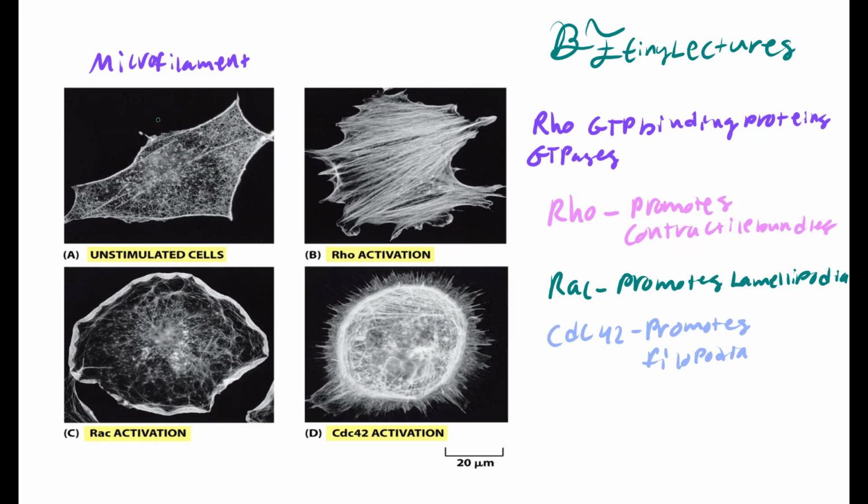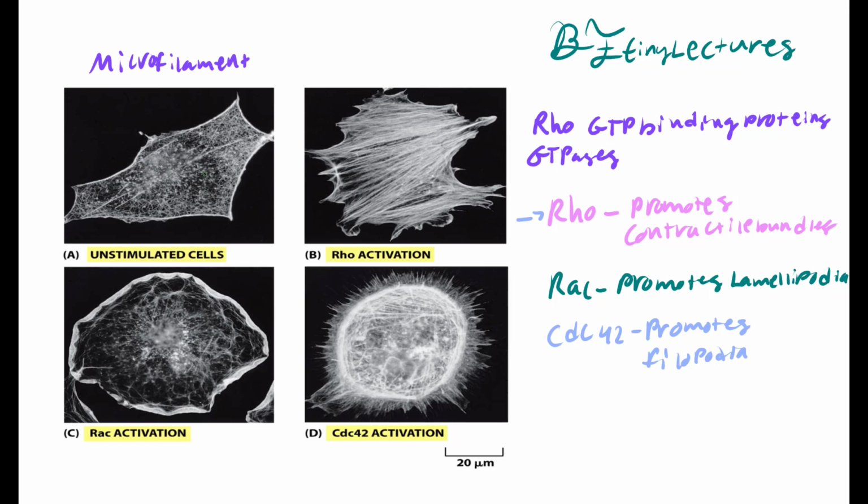Here we have in picture A a cell that does not have any signals. And with no signal, the actin is relatively normal. It's not moving around. But if we get a signal, and that signal talks to the Rho family member, then the actin within the same cell will start to go crazy, and it will actually create a contractile bundle, and that strengthens the cell membrane of the cell.